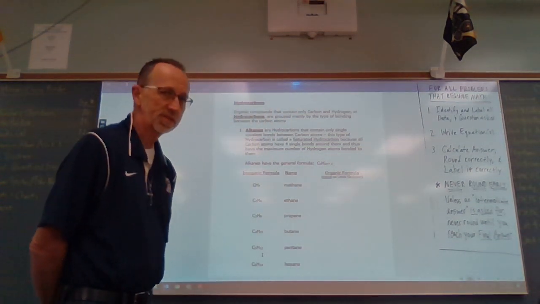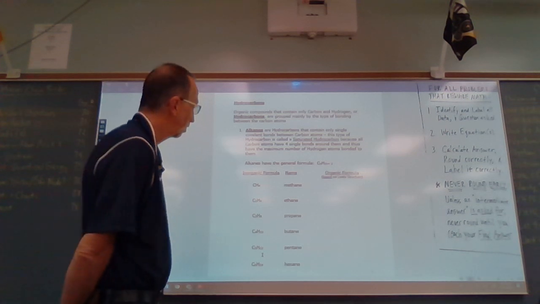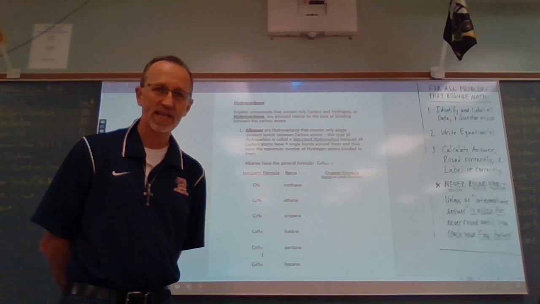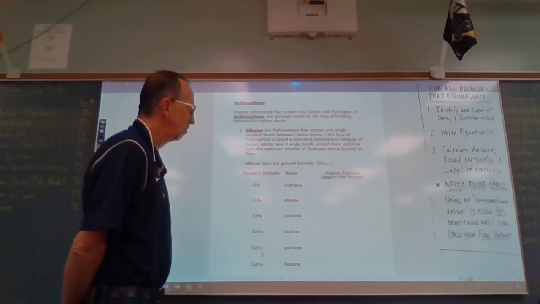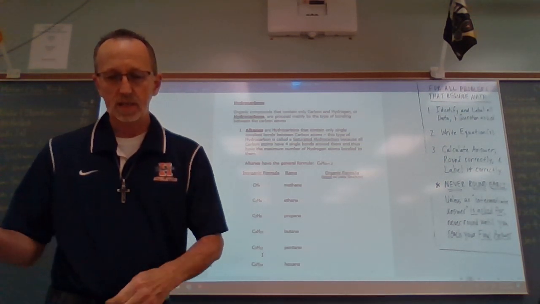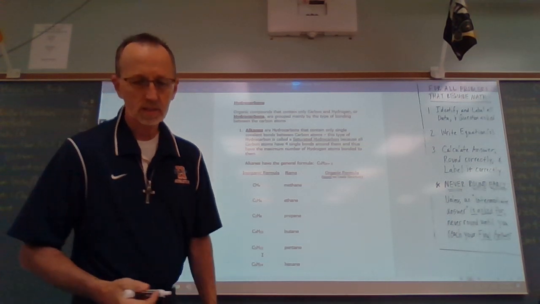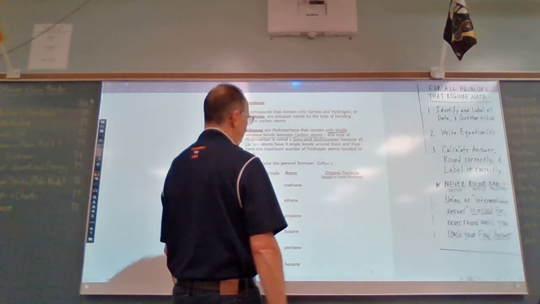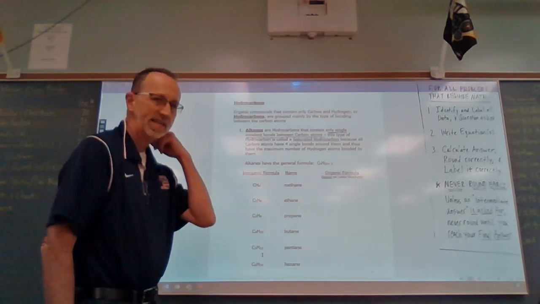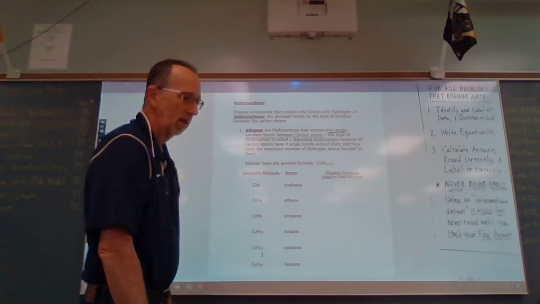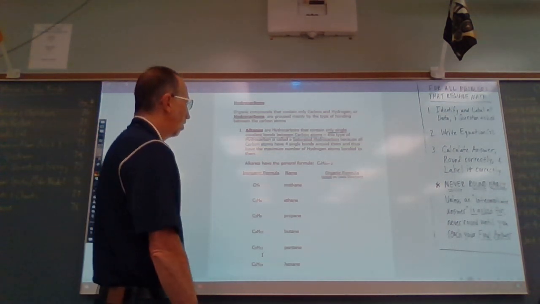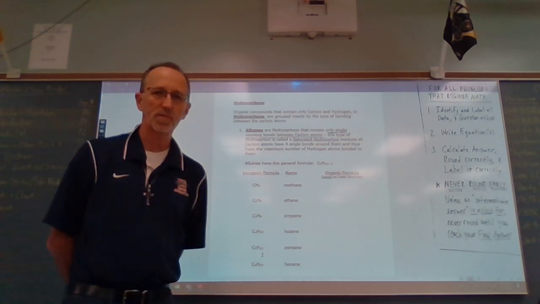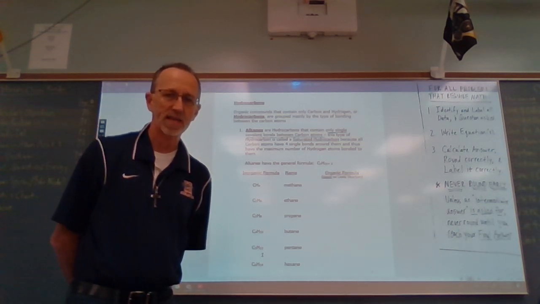So we're going to start with the first type of hydrocarbon, which is an alkane. Alkane ends in ane. These are hydrocarbons that contain only single bonds, only single covalent bonds between the carbon atoms. This type of hydrocarbon is called a saturated hydrocarbon because all the carbon atoms have 4 single bonds around them, and thus have the maximum number of hydrogen atoms bonded to them that they can possibly have.